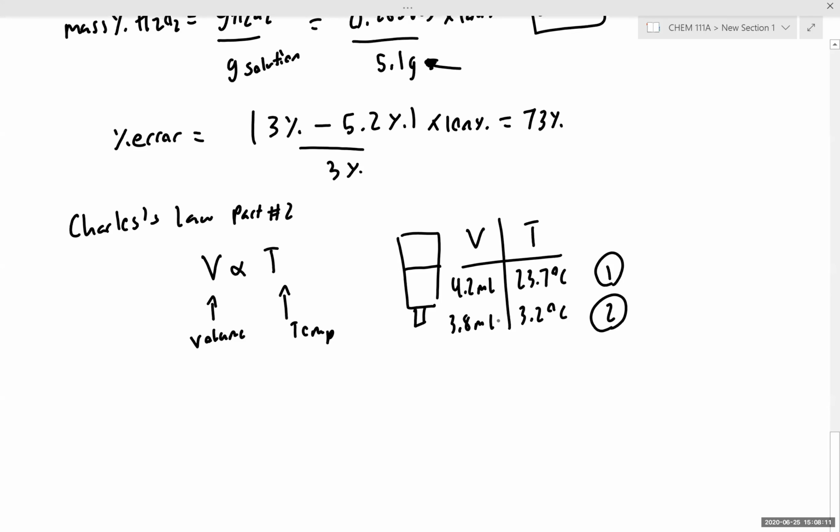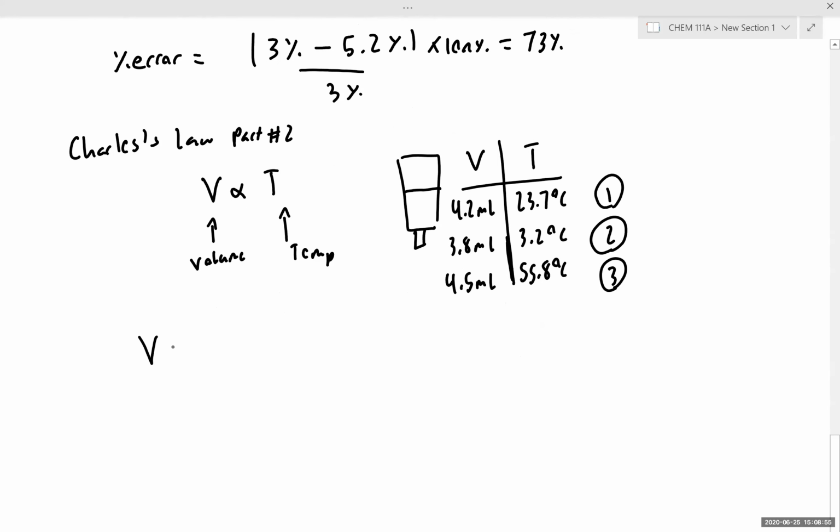Next, we placed our sample in hot tap water. And what was the temperature of our hot tap water? 55.8 degrees Celsius. And what was the volume? 4.5 milliliters, okay. Perfect.